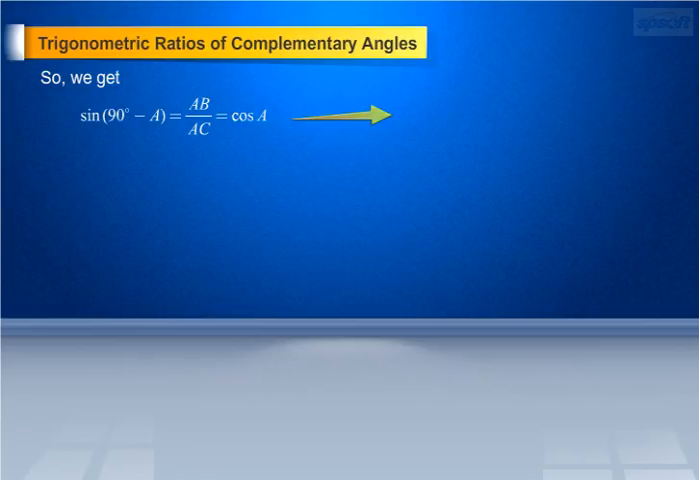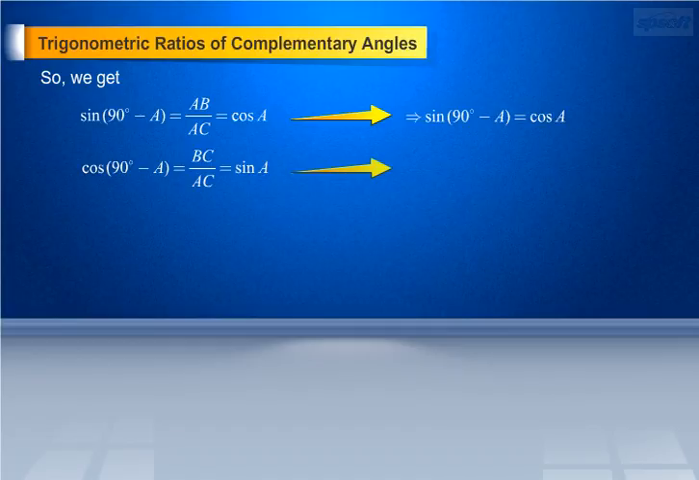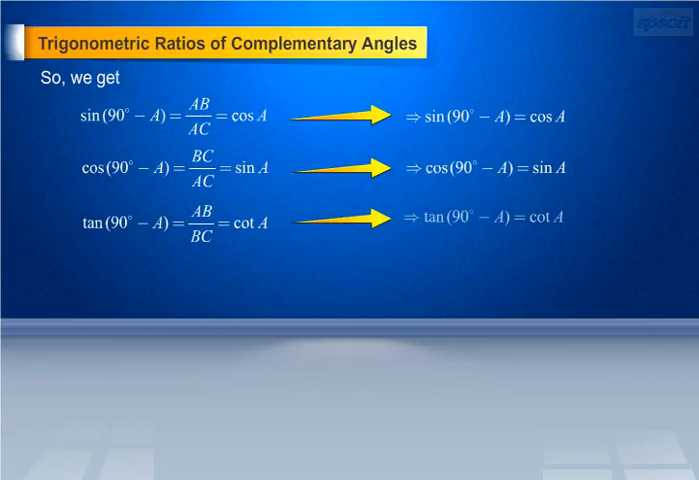This implies that sin (90 degrees minus A) equals cos A. Cos (90 degrees minus A) equals BC by AC equals sin A. This implies that cos (90 degrees minus A) equals sin A. Tan (90 degrees minus A) equals AB by BC equals cot A. This implies that tan (90 degrees minus A) equals cot A.